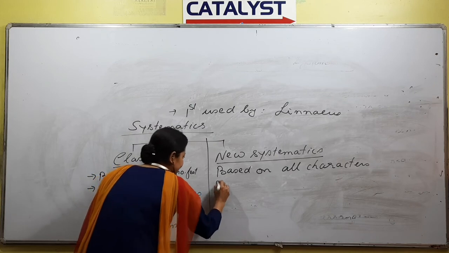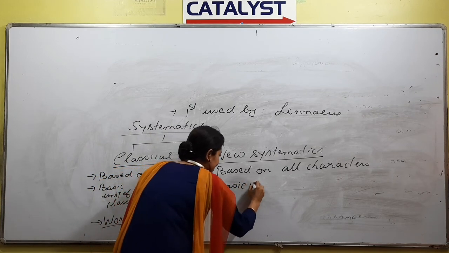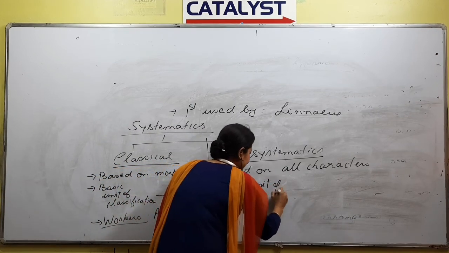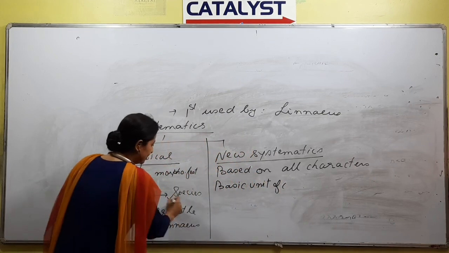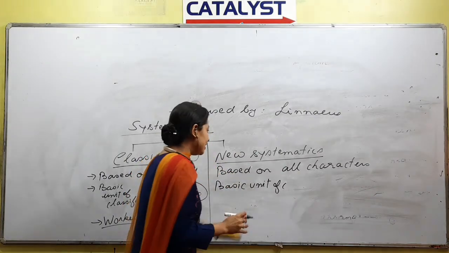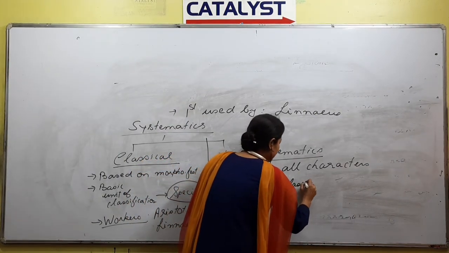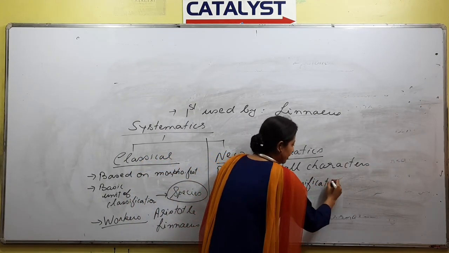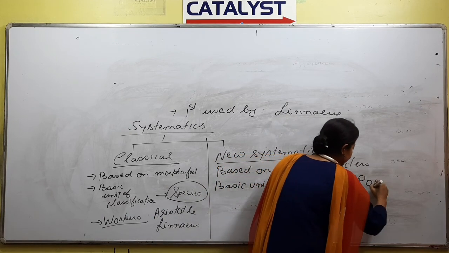Next is the basic unit of classification. Here the basic unit is species. The study is done on the species or above. Here the basic unit of classification is not species, it is population.